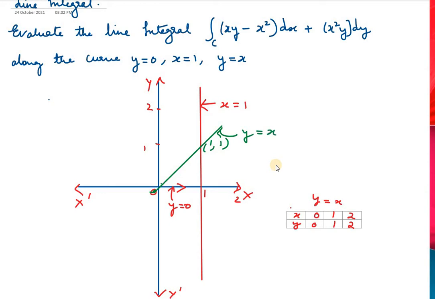So now we have to evaluate this line integral over the curve C, where the curve C is given by this y is equal to 0. So let me mark this point here as A, this as B. That means we need to calculate the value of this line integral along the curve OA, AB, that will be the direction. And then the last one is y is equal to x, so it will be downward. So this is the direction. Okay. So let us evaluate this now.